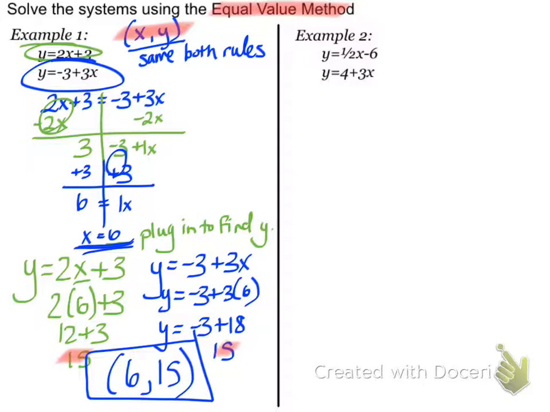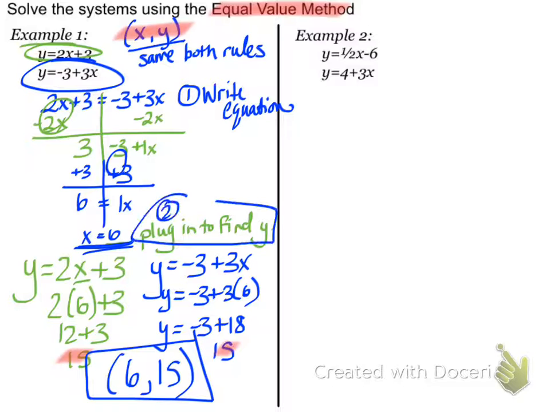Now we're going to try example 2, so we'll do one more example here for you. But let's first summarize the main steps. The first step for solving a system is to write an equation, and the equation states the two rules have to be equal. The second step is always to plug in to find y. Typically you're finding y; it's really to plug in to find the other value. So let's try those same two steps for example number 2.